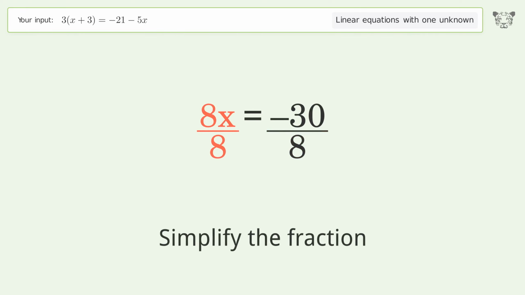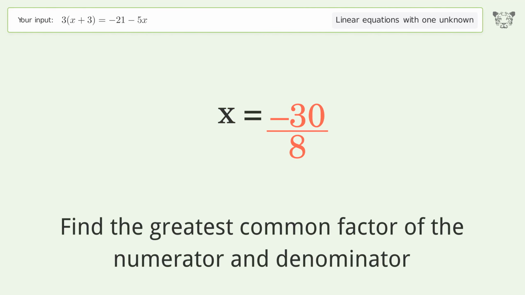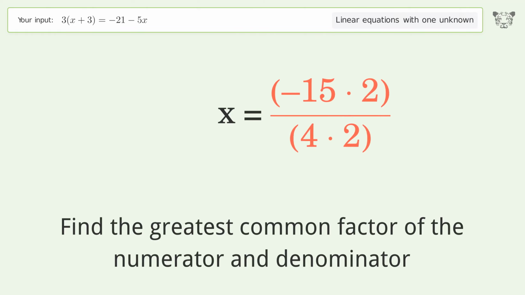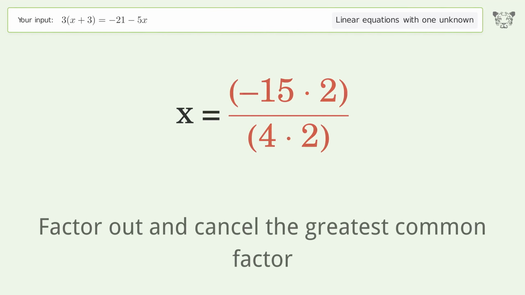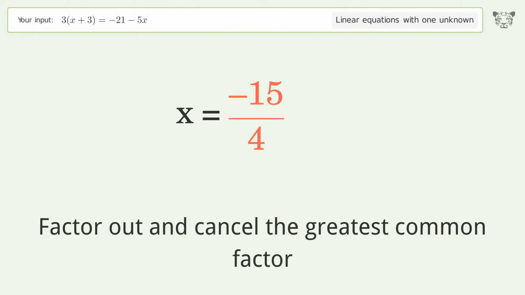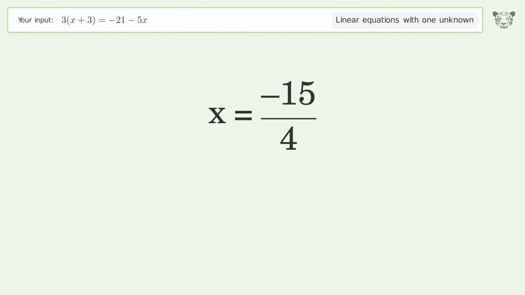Simplify the fraction. Find the greatest common factor of the numerator and denominator. Factor out and cancel the greatest common factor. And so the final result is x equals -15/4.